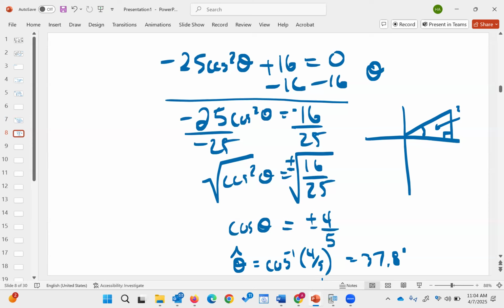That is 36.8 degrees. Now the question is this: what are all the other angles in all the other quadrants? If you go over here, tell me if you agree, isn't this going to be 180 minus 36.8? Anybody have a calculator? Give me 180 minus 36.8.